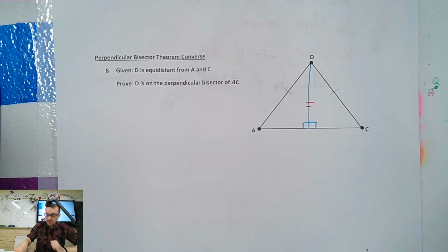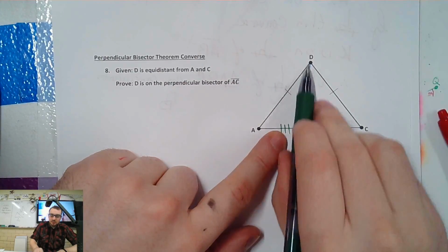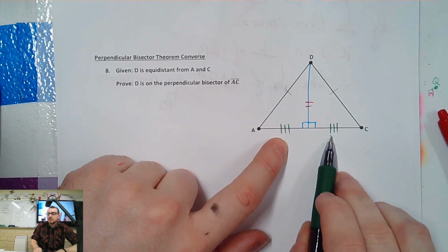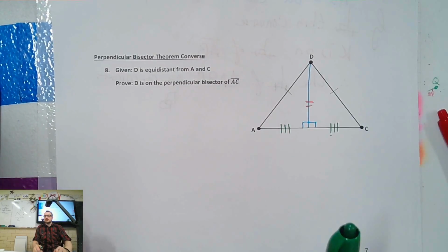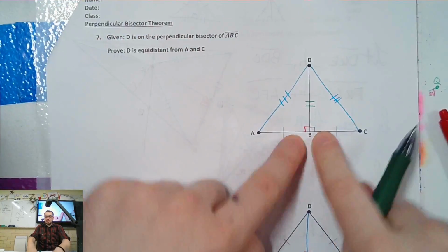So that means the triangles are congruent, which means these sides are congruent. And if these sides are congruent, aren't these blue lines perpendicular bisectors? So by definition, they are. That's the proof of the converse. If it's the same distance, it's on the perpendicular bisector. If it's on the perpendicular bisector, it's the same distance.